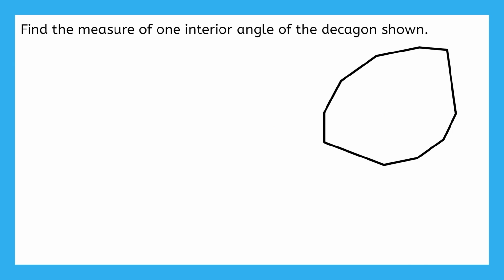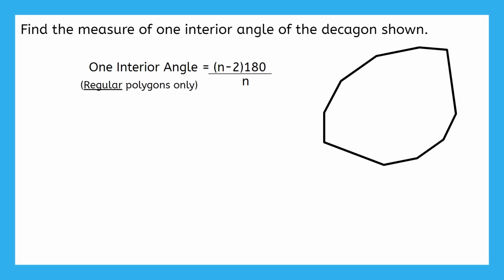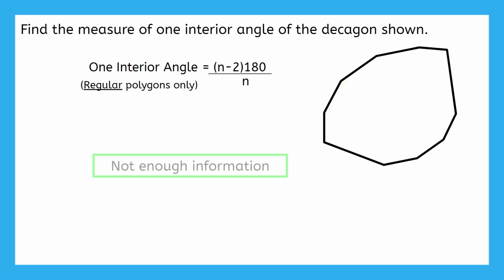So let's say that you're asked to solve this problem. It says to find the measure of one interior angle in the decagon shown. Can you solve this? This is not a friendly question. It's trying to see if you're paying attention and really understand what's going on. Maybe you jumped right in and started substituting 10 into this formula because this polygon has 10 sides. But wait, something's wrong. This formula only works for regular polygons. All the sides and angles in this polygon must be congruent, and they're clearly not. So we can't solve this problem.